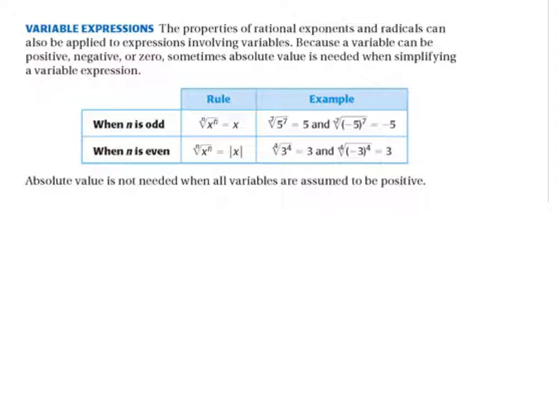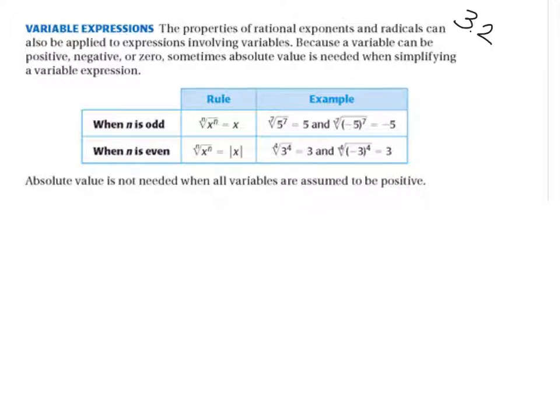All right, algebra, we are still working in section 3.2. We're starting with example 6. If I look here at variable expressions, we read that the properties of rational exponents and radicals can also be applied to expressions involving variables. Because a variable can be positive, negative, or zero, sometimes absolute value is needed when simplifying a variable expression.